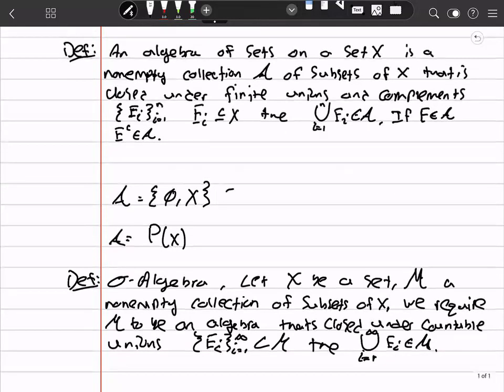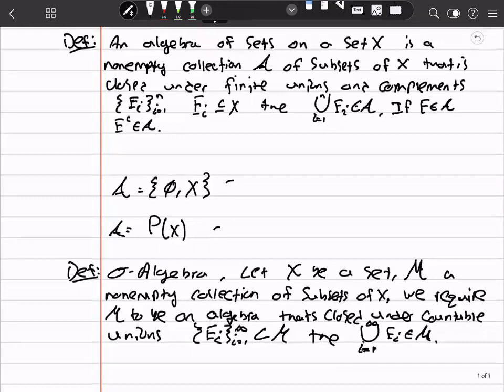Again, our two examples over here still work and they are still sigma algebras. Clearly in the first example, countable unions of any elements of A, the empty set or X, are again elements of A. And in the second example, countable unions of any subsets of X are again subsets of X, so they are in the power set. So these are some trivial examples.